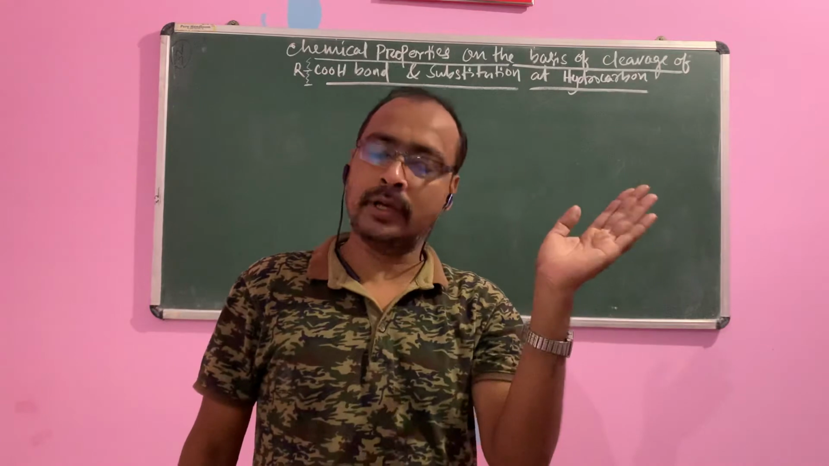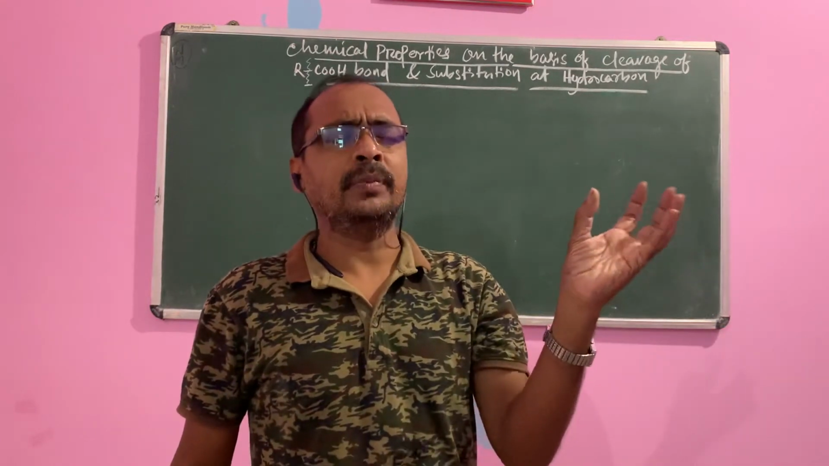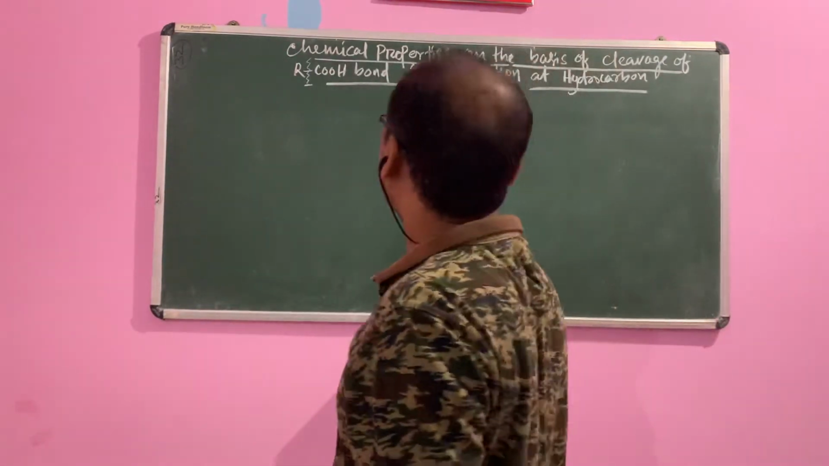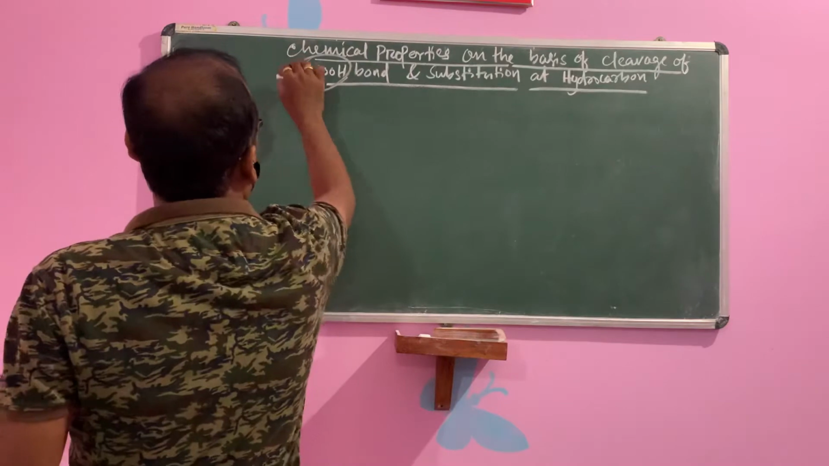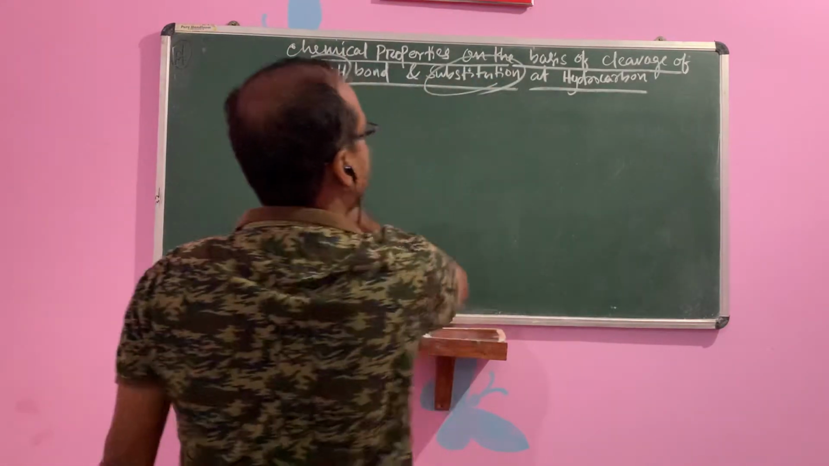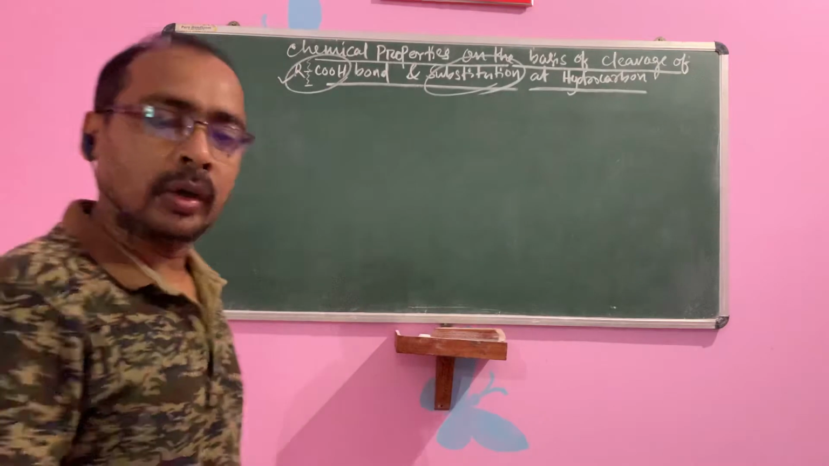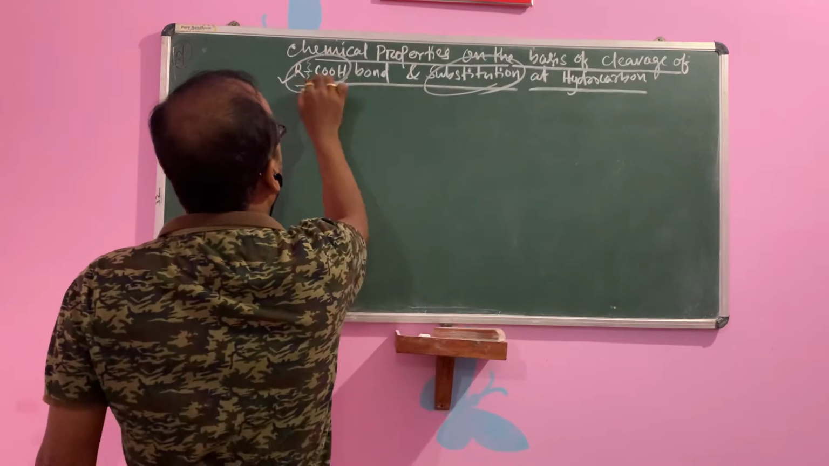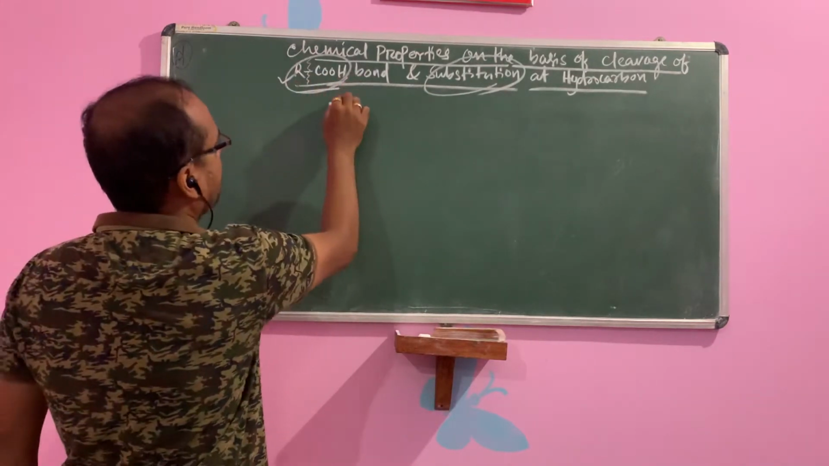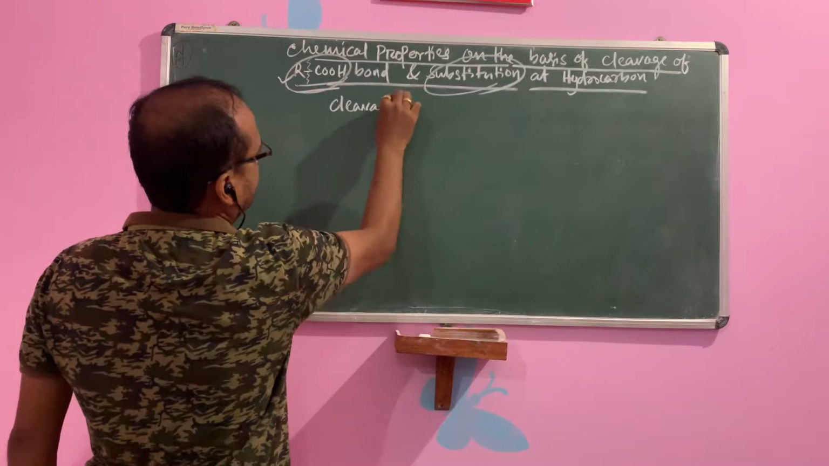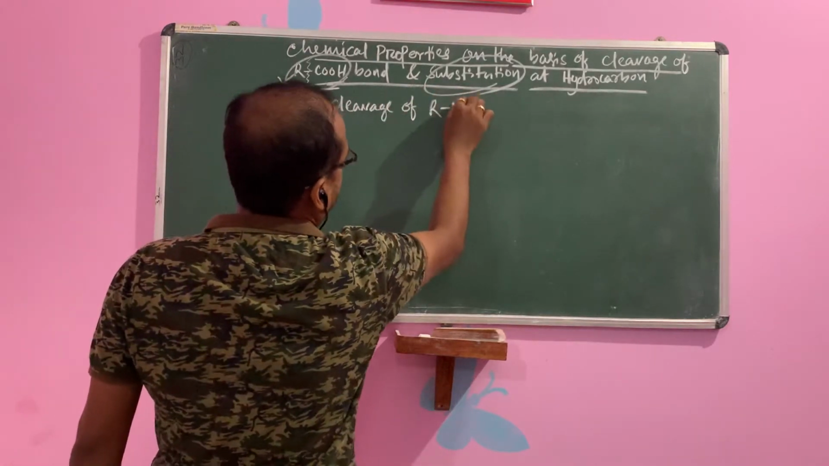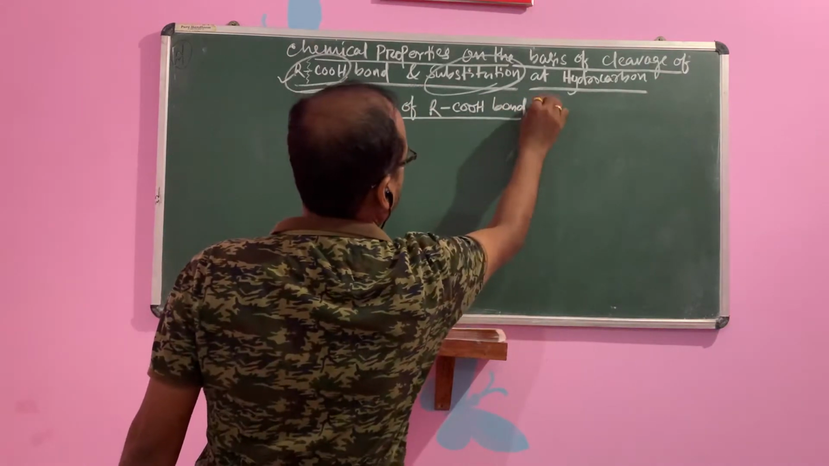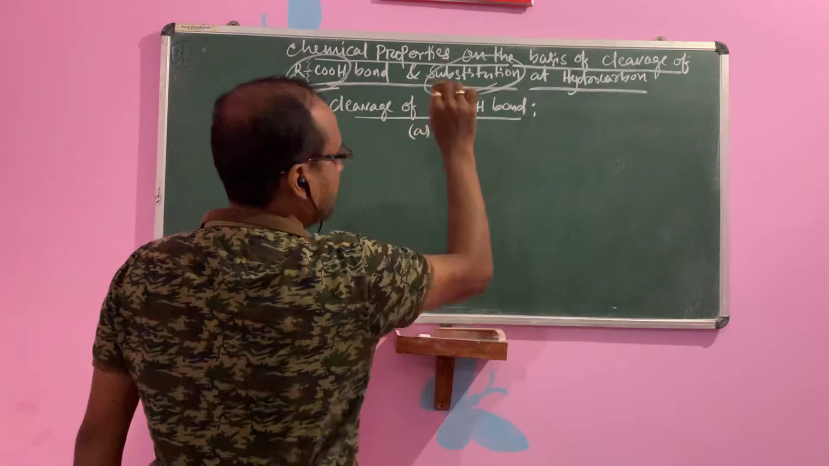If it is benzoic acid, then in the benzene; if it is an aliphatic carboxylic acid, then in the R part. Okay, children, so first we will go to the substitution reaction. First one is cleavage of the R-COOH bond. So, further reactions.